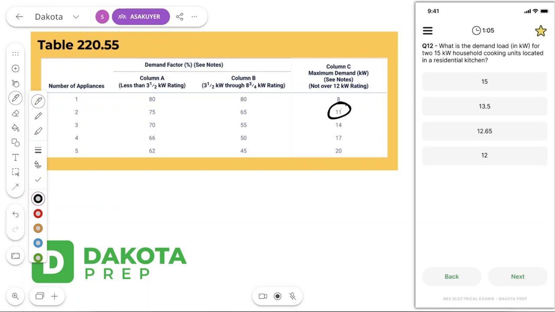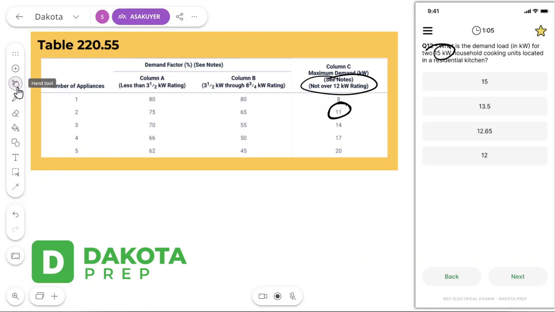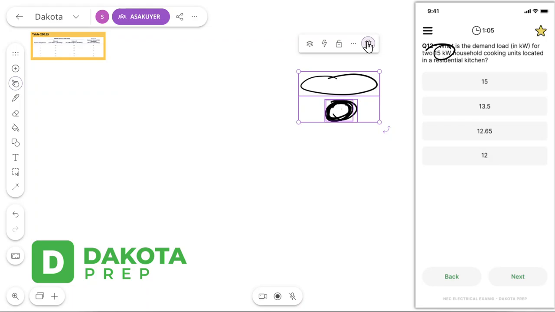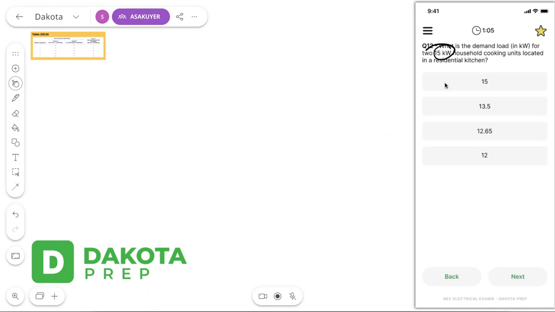Solve that mystery. It's that easy. But there is an issue here because it says not over 12 kW, and we have two 15 kW units. Okay, no big deal. So if you look in note 1, it says, hey, if that happens, all you've got to do is increase this number here 5% for every kilowatt that you're over 12. Okay, well, in this case, we've got 15 kW. So we are over 12 kW by 3 kW, right?